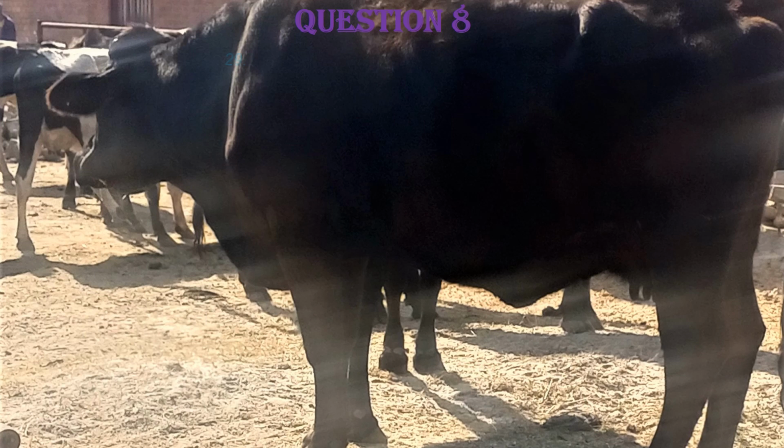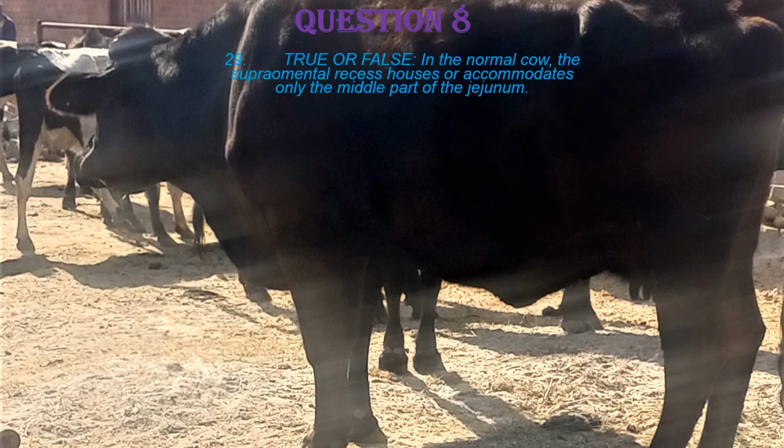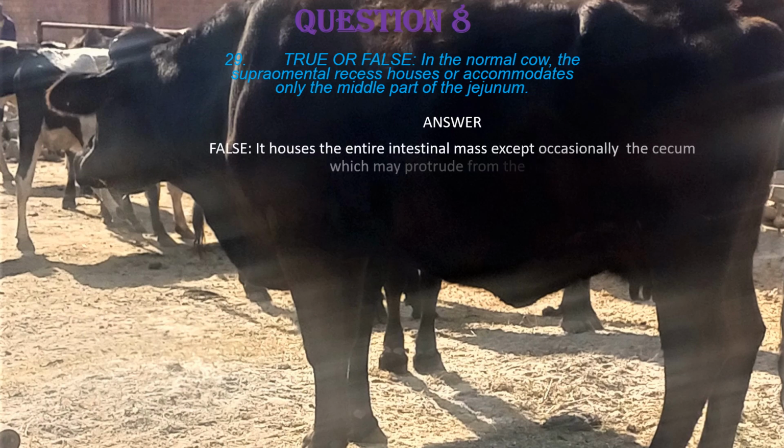Question 8. True or false? In the normal cow, the supraomental recess houses or accommodates only the middle part of the jejunum. And the answer is false. The supraomental recess houses the entire intestinal mass, except occasionally the cecum, which may protrude from the recess on the caudal end.